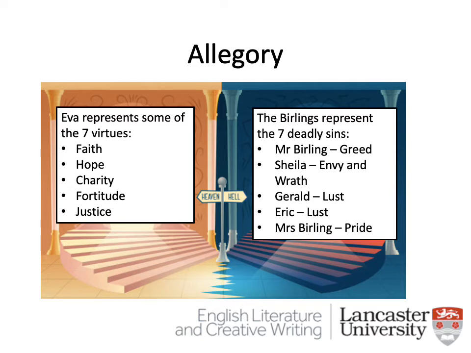Gerald and Eric are both guilty of lust, and Mrs. Burling is guilty of pride, as she is offended by Eva using her name when she goes to seek help from the committee. Each of these is an allegorical representation of this sin. Whether they choose to accept this and resist the temptation will show whether they move towards becoming a more moral person throughout the play.